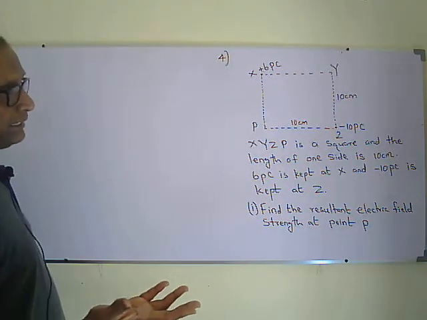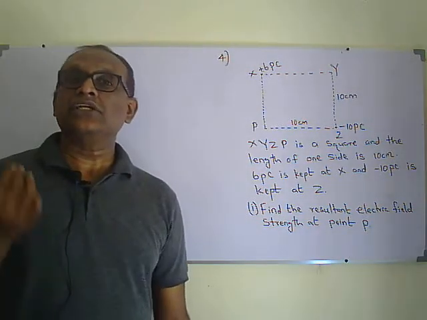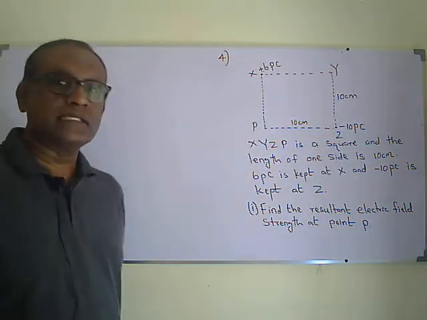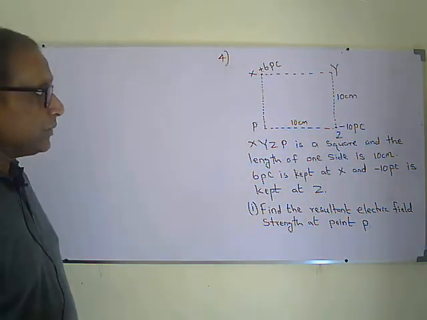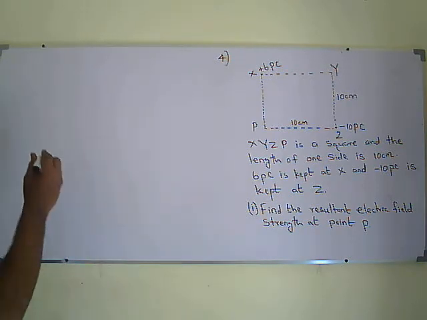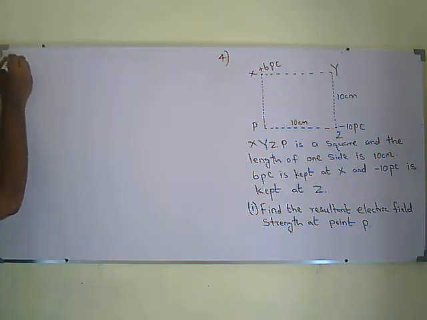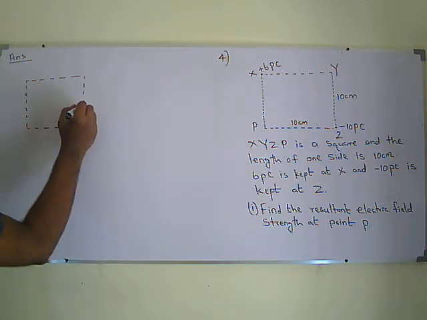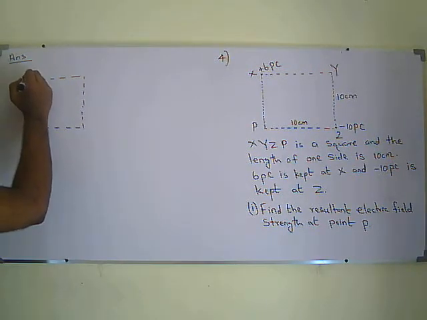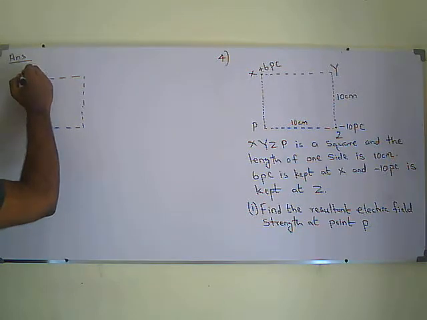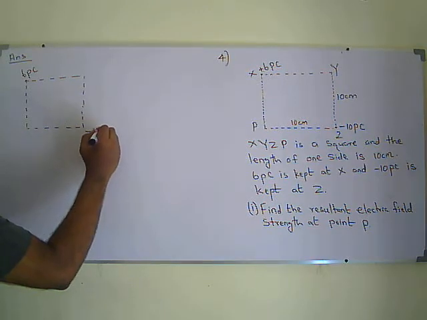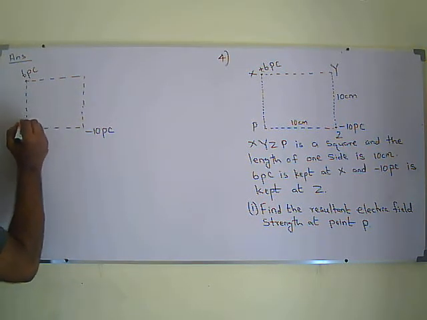Okay, so same thing like earlier, we are going to find the resultant electric field strength due to 2 different electric field strengths created by 6 picocoulomb and minus 10 picocoulomb, right? So I'll draw the same diagram again. If I consider this is the square, this is a positively charged particle, so it's a positive 6 picocoulomb, and this is negative 10 picocoulomb. So this is the point P. They're asking about this point.